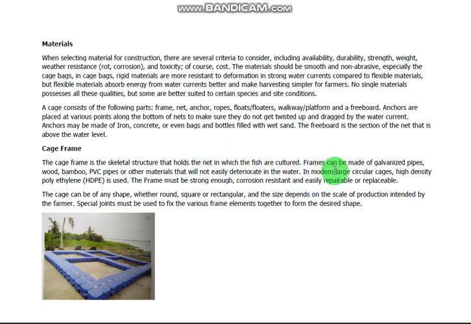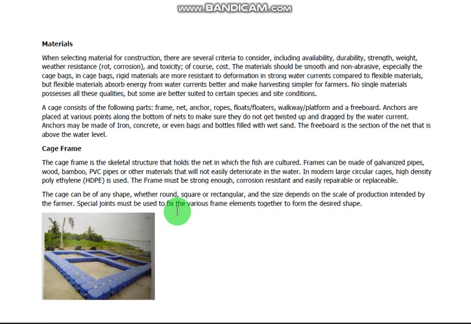Being exposed to water can cause rot and corrosion, so you have to use a very good, solid frame structure because of deterioration in water. In modern large circular cages, high density polyethylene, HDPE, is used. This is an HDPE example. The frame must be strong enough, corrosion resistant, and easily repairable or replaceable. The cage can be of any shape depending on what you want to do. It can be rectangular, circular, round, or square, and the size depends on the scale of production intended by the farmer.